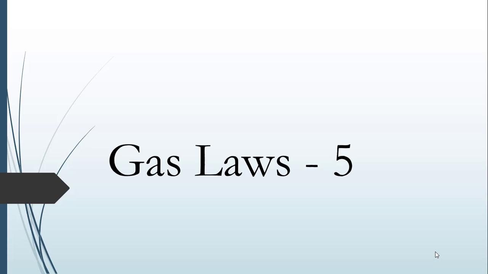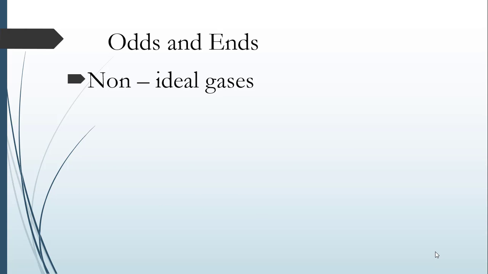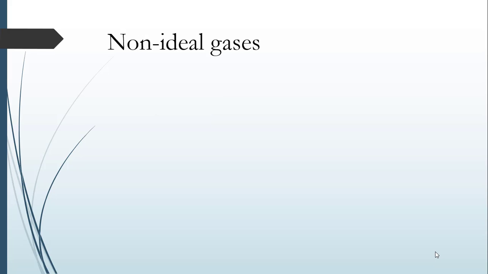This is the fifth and last lecture on the gas laws. This one's going to be on odds and ends. And the odds and ends we're going to be looking at are non-ideal gases and the boiling point. Let's start with non-ideal gases.